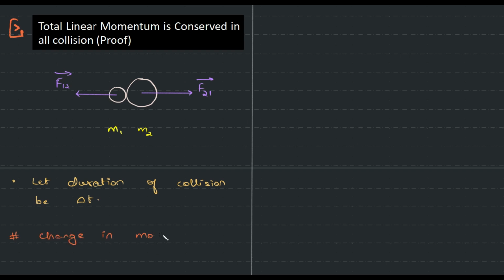Now, let me express change in momentum. So we are looking at, say, object 1. So delta P1 should be equal to F12 times delta t. When it comes to object 2, we have delta P2 is equal to F21 times delta t. Now, this is the change in momentum, right?